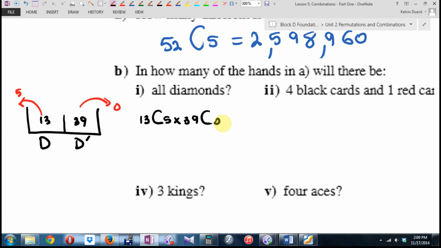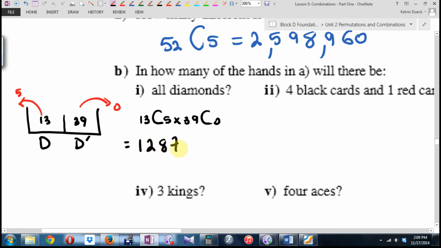What if I had said 3 diamonds and 2 non-diamonds? Looking at the bucket, can you tell me what it would be? If I wanted 3 diamonds and 2 others, 13 choose 3 and 39 choose 2. So the method that I'm giving you, Kyle, is very, very easily adjustable. Anyways, how many ways are there of getting all diamonds? 1,287, is that right? Yep.